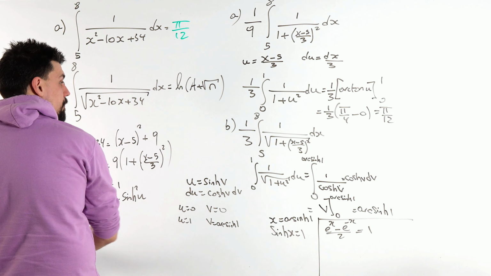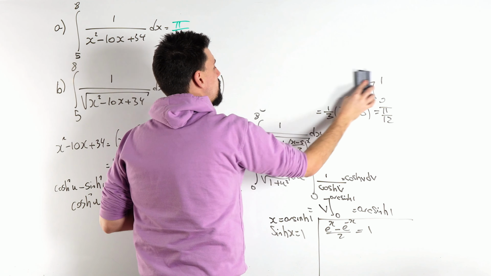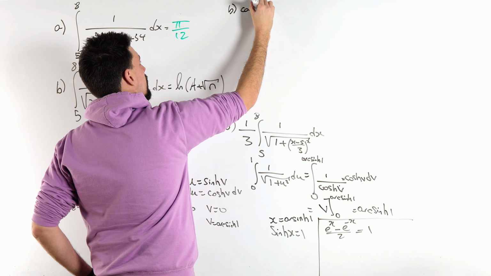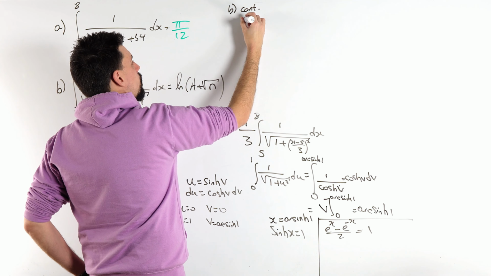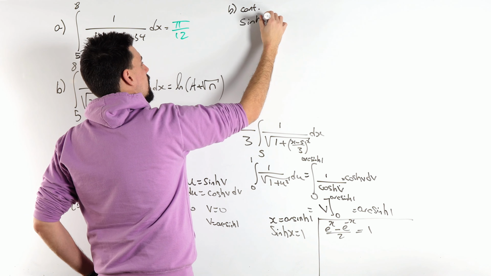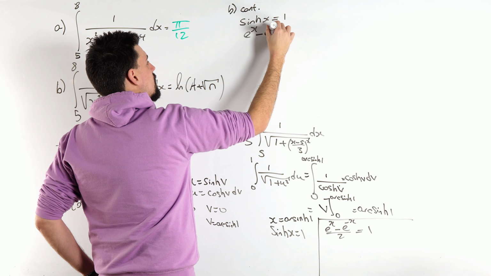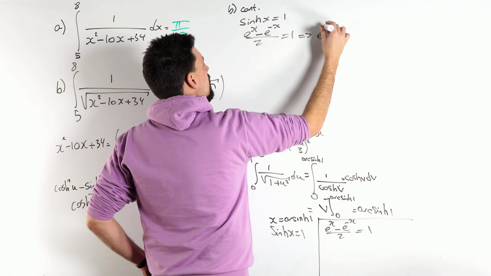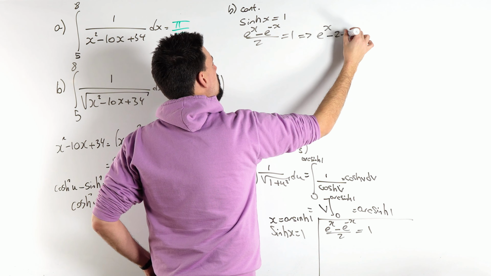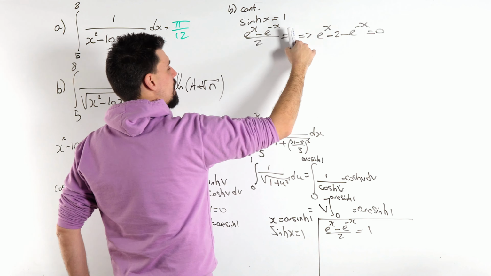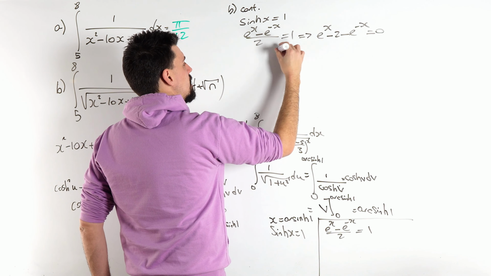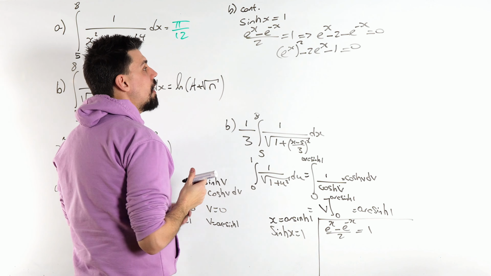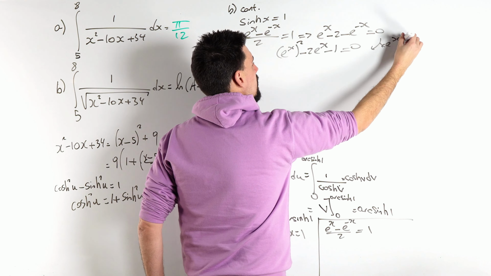And we'll get to this one. So let's rub out a. So I've actually got a bit of room. So we want to figure out what value of x has sine x is 1. e to the x minus e to the minus x over 2 is 1. That tells me that e to the x minus 2 minus e to the minus x is 0, bringing that up, tidying up. Which tells me that e to the x squared minus 2 e to the x minus 1 is 0. Multiplying everything by e to the x.